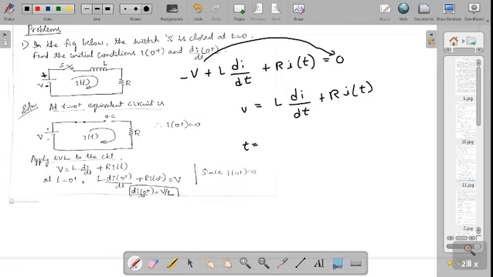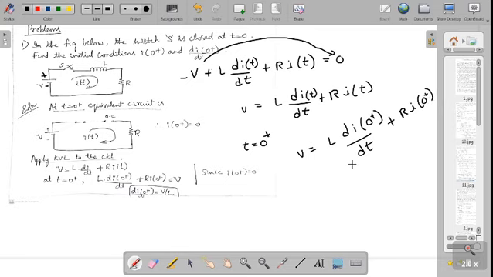Now we need to evaluate at time t is equal to 0 plus. So what happens at time t is equal to 0 plus? The current becomes I of 0 plus. Here also, you can write the derivative of I of t, and replace time with 0 plus. So V equals L into d of I of 0 plus divided by dt plus R into I of 0 plus.